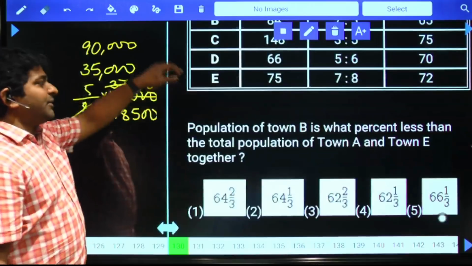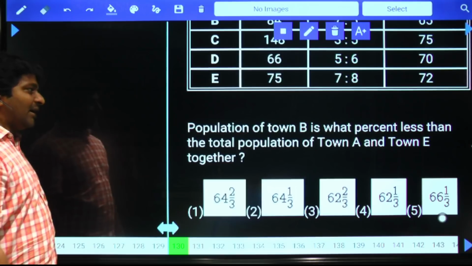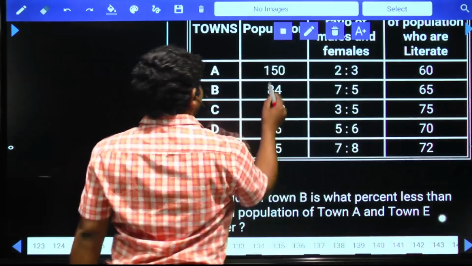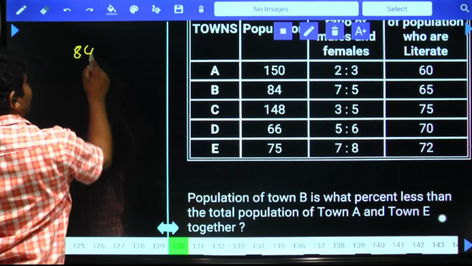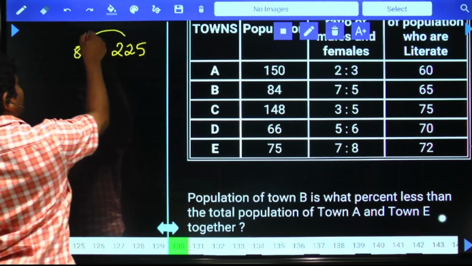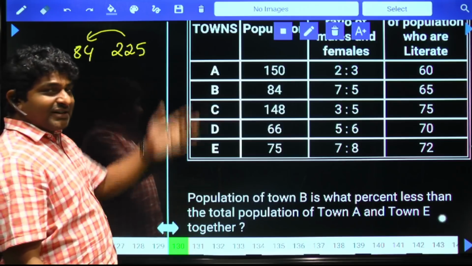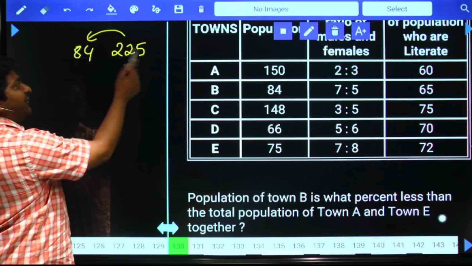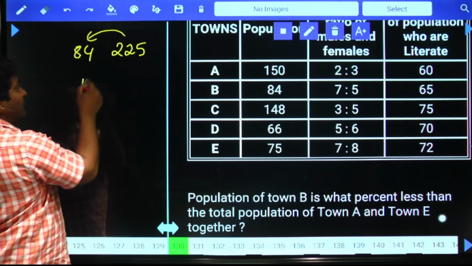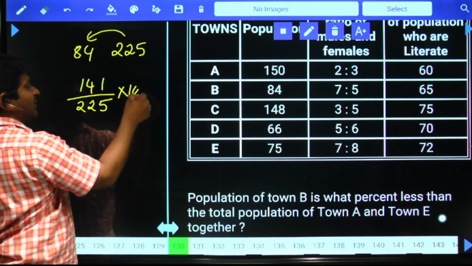Next, the population of town B is what percentage less than total population of town A and then E together? B population, what percentage less? B is 84 and then A and E together, that is equal to 225. Now your question is what percentage less? Instead of subtracting 84, you subtract 100, we will add 16 later. When you subtract 100, 125, 125 plus 16, which is equal to 141. Yes, 141 less out of 225 percentage into 100.